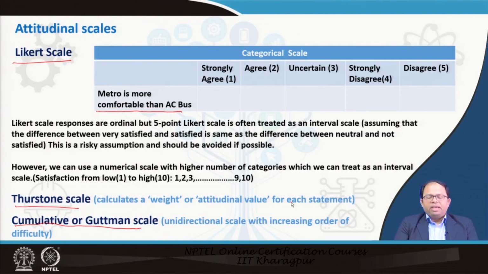In that way, we can say that when a person gives 8, that means he is agreeing to everything up to 8, and above 8 he doesn't agree. So that is a complex scale to design. This is called a cumulative scale. So these are the 3 different attitudinal scales which are also important in transportation research.